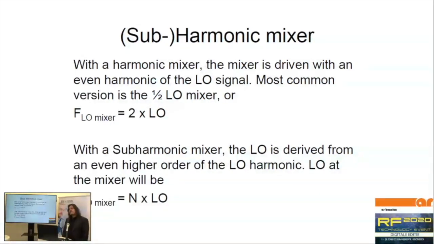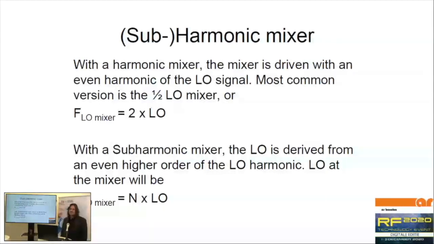Another more common mixer used nowadays is the subharmonic or harmonic mixer. The advantage of a harmonic mixer is that instead of using the LO at the first harmonic as your LO signal, you can use, and the most common one is the half LO mixer. That basically means you put an LO in at 1 gigahertz. Internally, that will be multiplied, and the mixer will work with 2 gigahertz as an LO. So you need a lower frequency source to do the same thing.